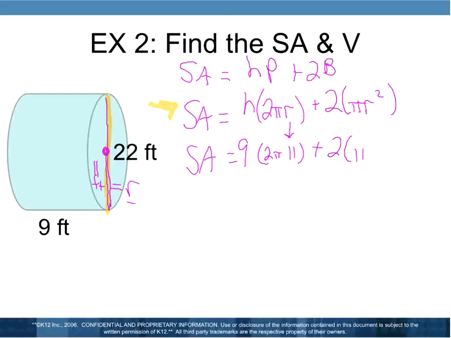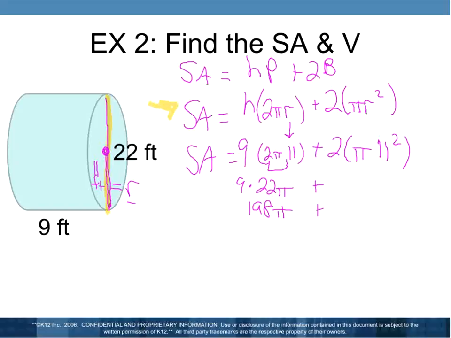I have plus 2 pi. Adrian, what's going to be R? 11 squared. Great job. Let's just work this out. And again, any order we want is fine. Because it's all multiplied, 2 times 11, I'll say 22. There's still that 9 out in front. So 9 times 22, 198 pi.